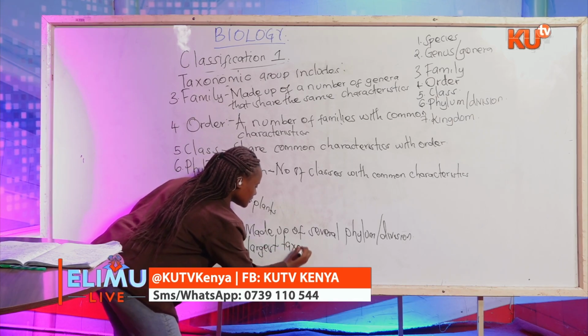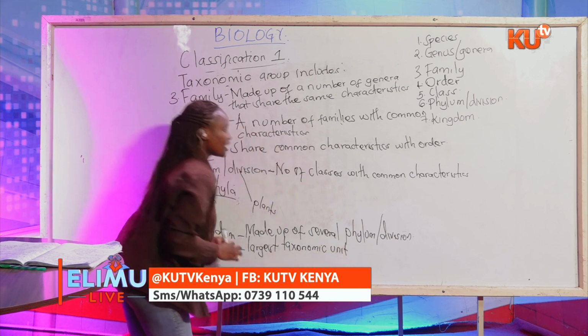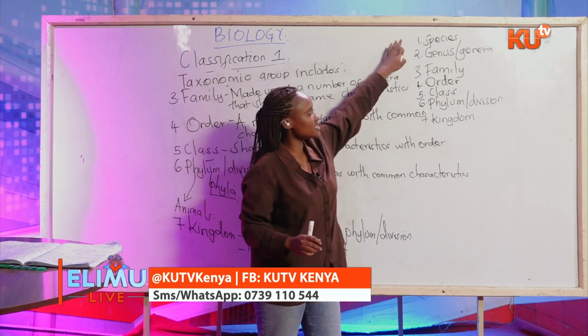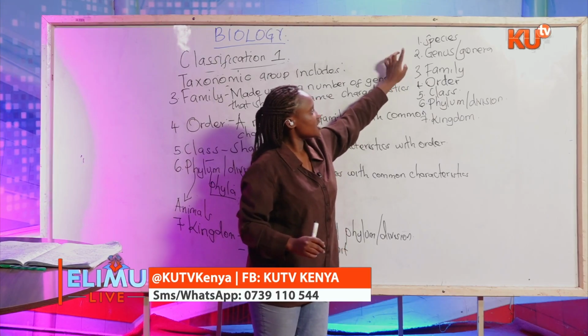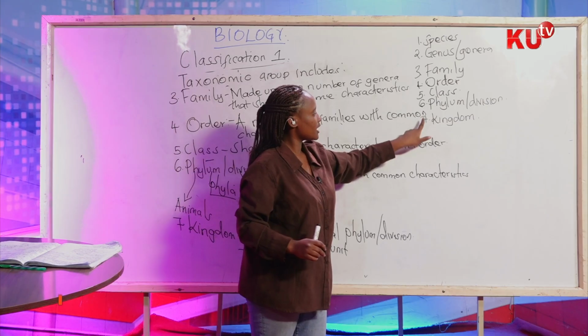Taxonomic unit. We have said this is the smallest, this is the kingdom. Now, this is from the smallest to the largest: species, genus, family, order, class, phylum, kingdom.